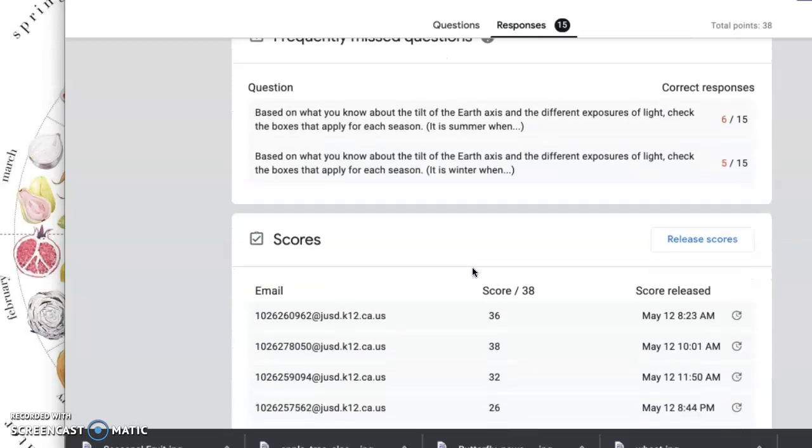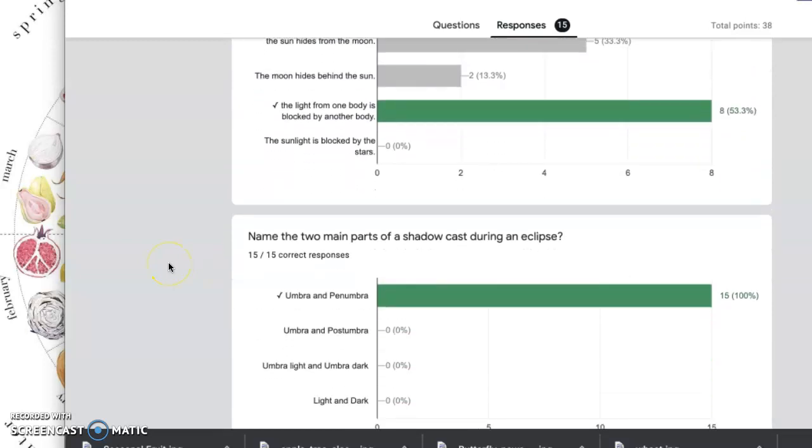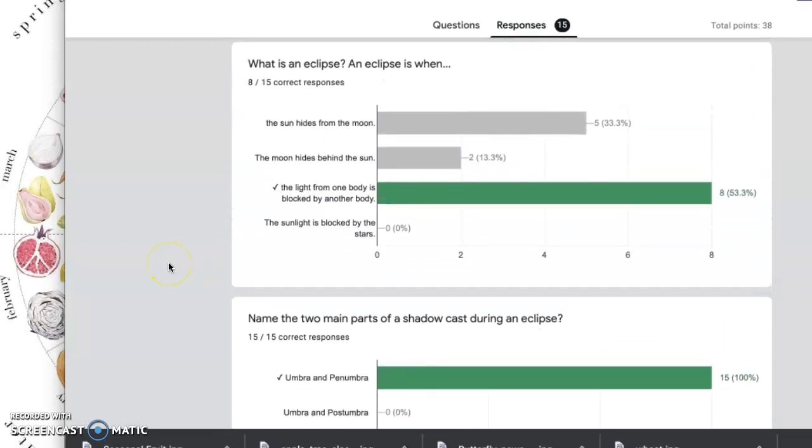So let's go over the questions. The first question asks, what is an eclipse? So the choices were: an eclipse is when the sun hides from the moon, or hides behind the sun; the light from one body is blocked by another body; and when the sunlight is blocked by the stars.